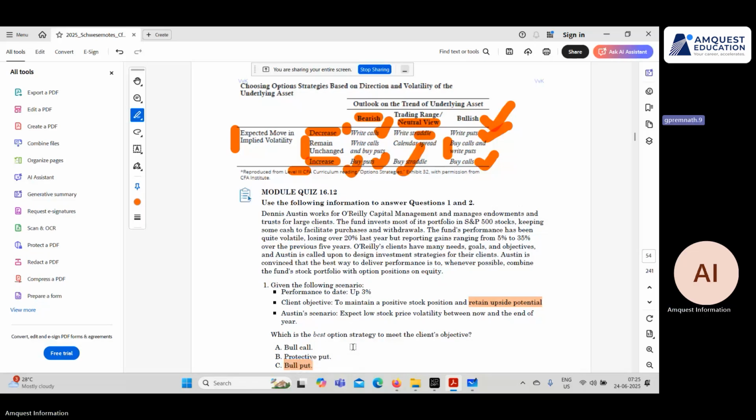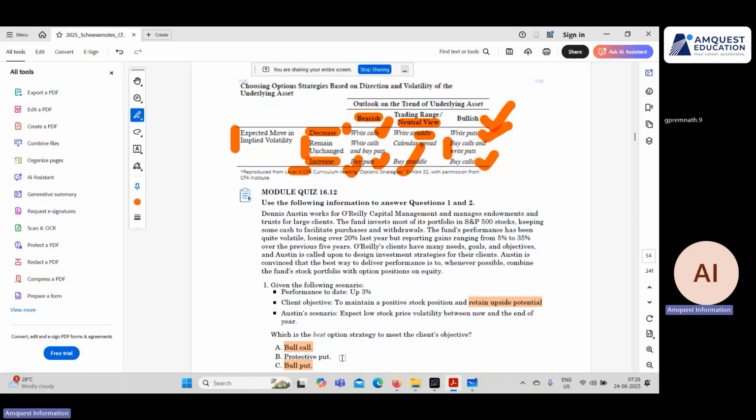What is a bull put? Basically, the bull spread on put. Okay. So we talked about that when they say bull spread, it means bull call spread. When they say bear spread, it means bear put spread. But the mirror image of that is also possible, which is bull put spread and bear call spread. But they are less likely. So here, since he wants to retain the upside potential, you cannot have a bull call spread, because that way your upside is limited.